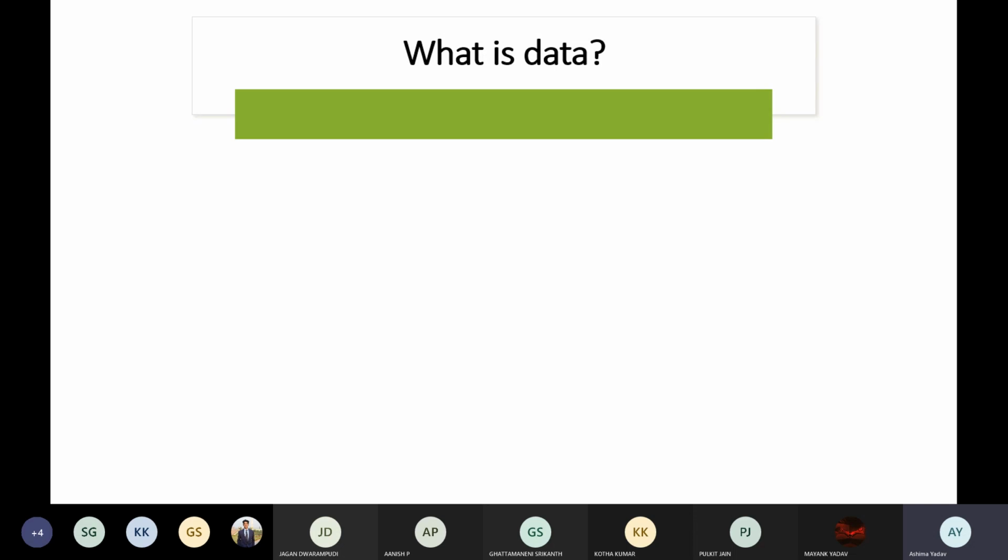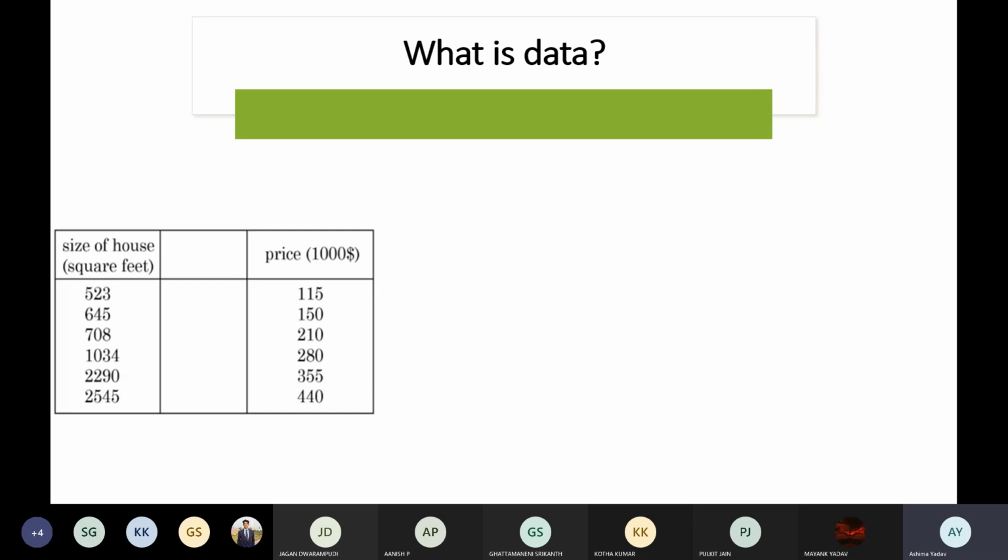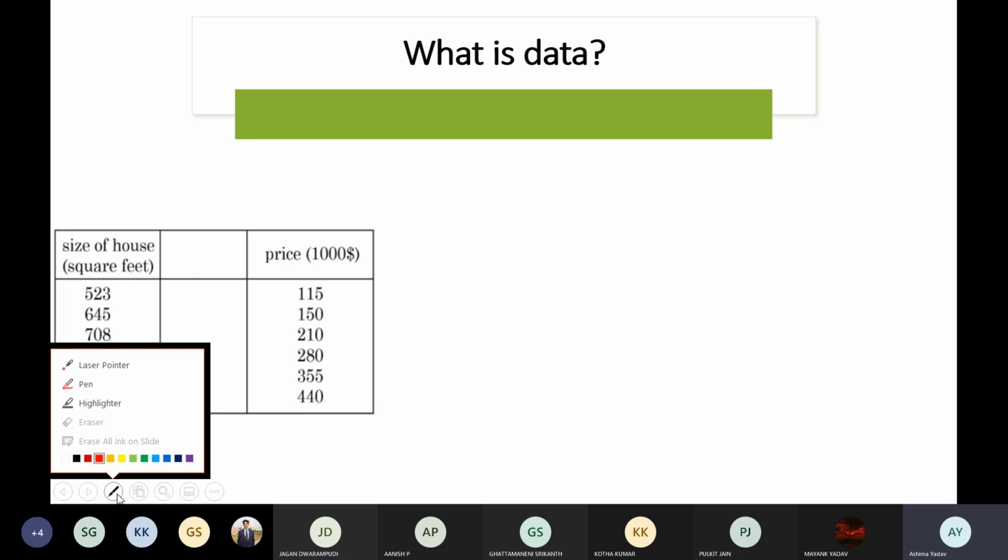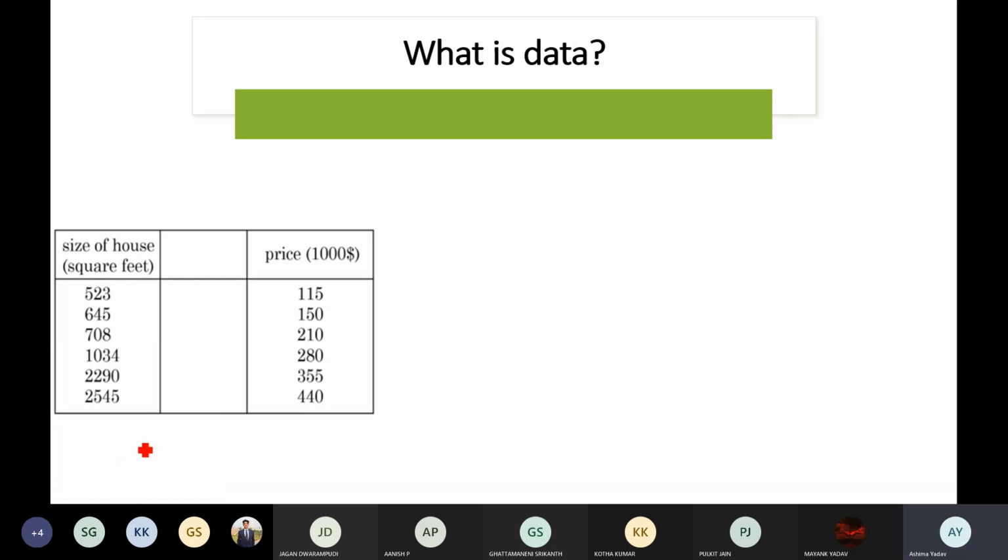Now, all the while we have been talking that we want to make AI systems intelligent and we want them to learn from experiences in the same way as we humans learn. Now, how can this actually be done? So here comes the role of data in AI. Suppose I have this table to predict the price of houses. Let's say in one column I have the size of the house in square feet. So these are the sizes of the houses and these are the prices of the houses, right?